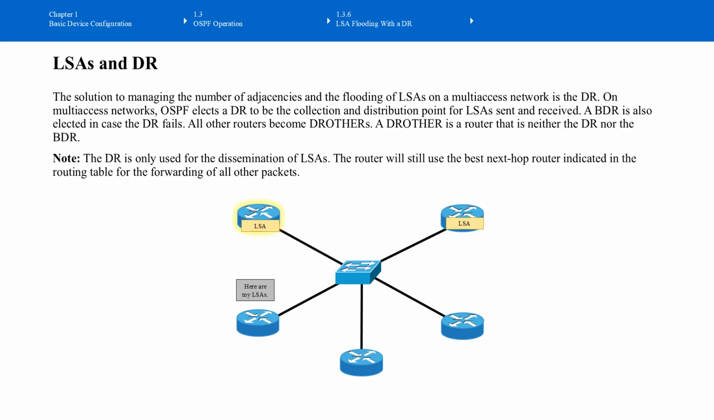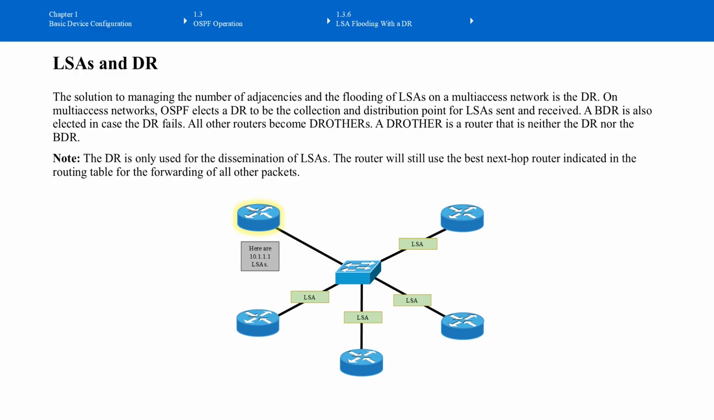And then the designated router receives the new LSA from the sending router. The DR now becomes the central collection point for this routing update. After receiving the LSA, the DR floods a copy of the LSA to every other router on the multi-access network. The original sending router does not need to resubmit the update.